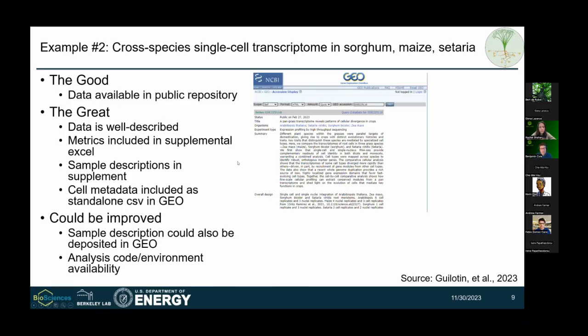And the second example is this study from Bruno Guillotin from Ken Birnbaum's group. Also, the data is well documented in the public repository. There are metrics available, sample descriptions. Cell metadata is also included as a standalone CSV, which I really like. But some things that could be improved are, the sample description itself could be deposited in GEO, so it's more easily accessible, and the analysis code or environment could be made available as well.